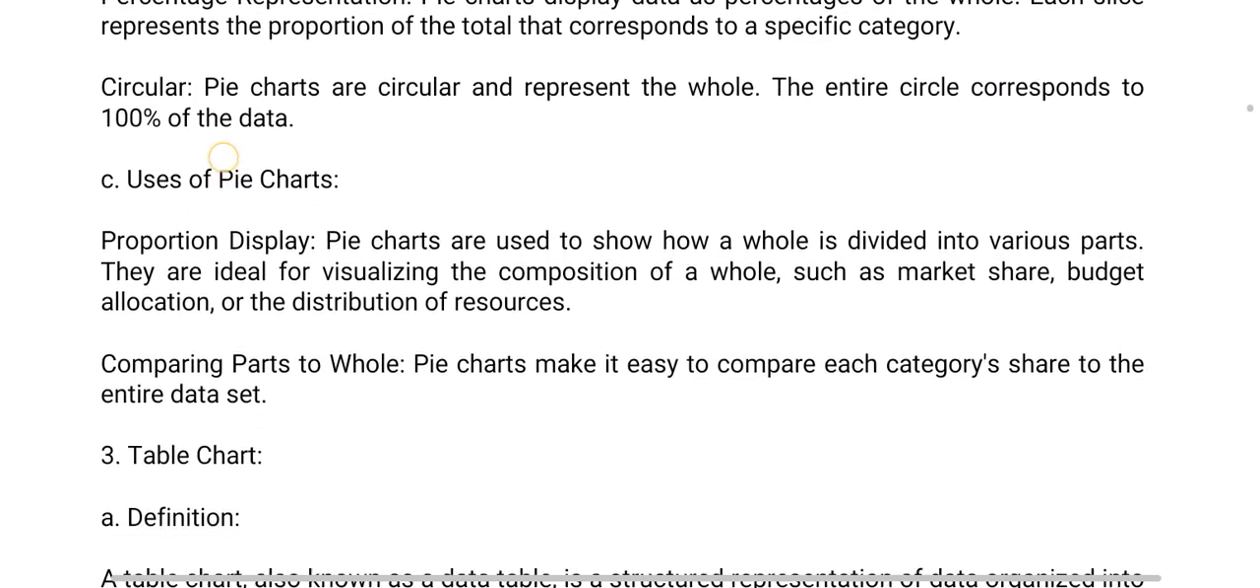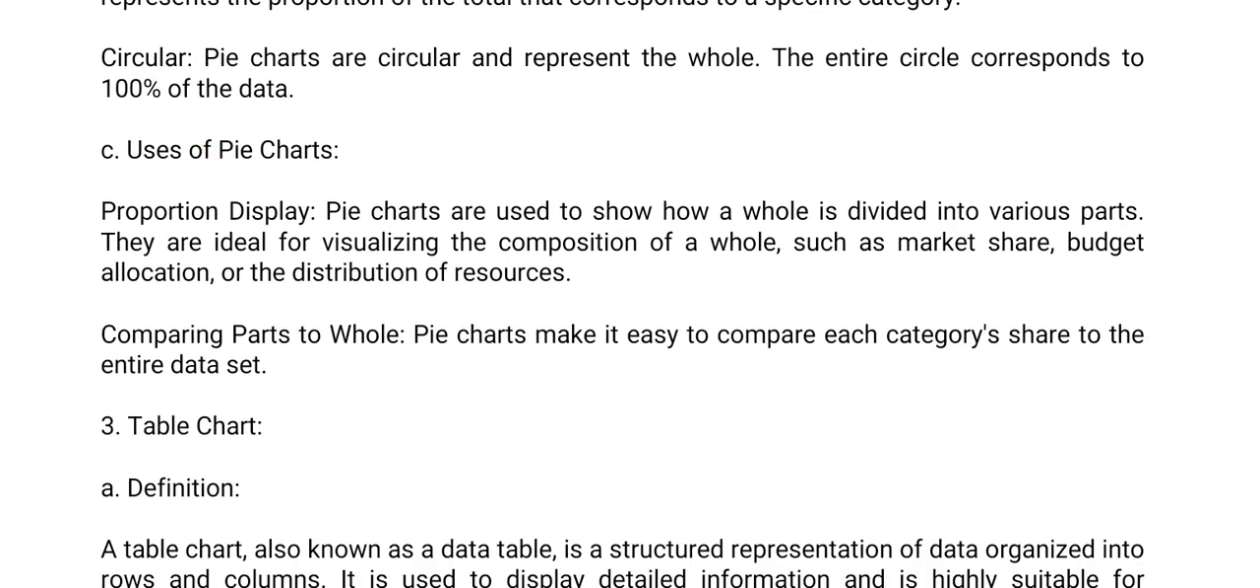Uses of pie chart. Proportion display. Pie charts are used to show how a whole is divided into various parts. They are ideal for visualizing the comparison of a whole, such as market share, budget allocation, or the distribution of resources. Comparing parts to whole. Pie charts make it easy to compare each category's share to the entire data set.